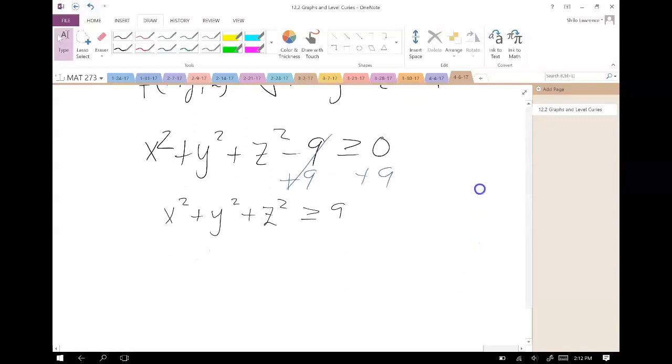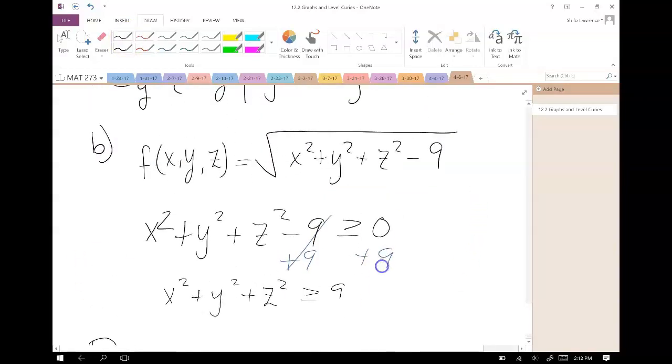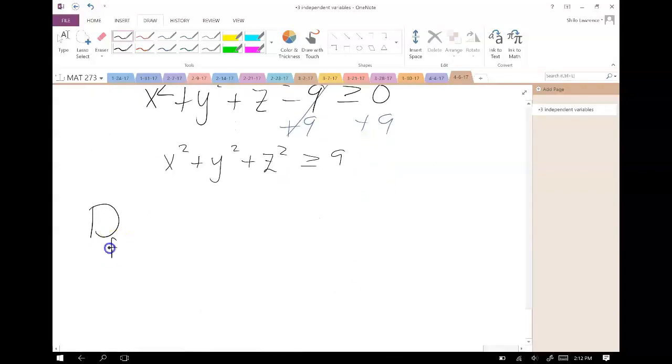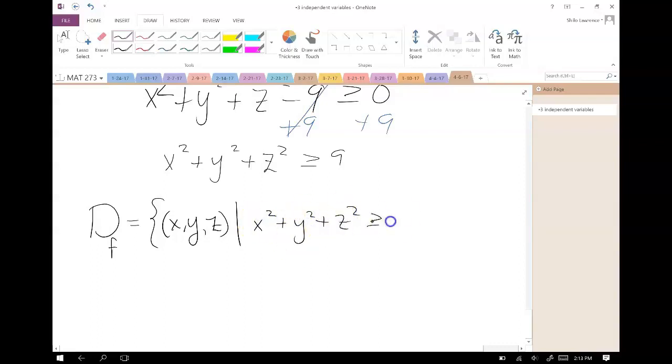So we're going to write that in set builder notation. The domain for, what do we call this guy? F? X, Y, Z, right. This has got 3 independent variables. It's the set of all x, y, z such that x squared plus y squared plus z squared must be greater than or equal to 9.